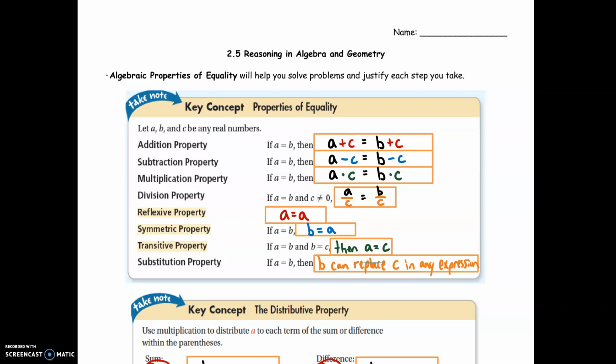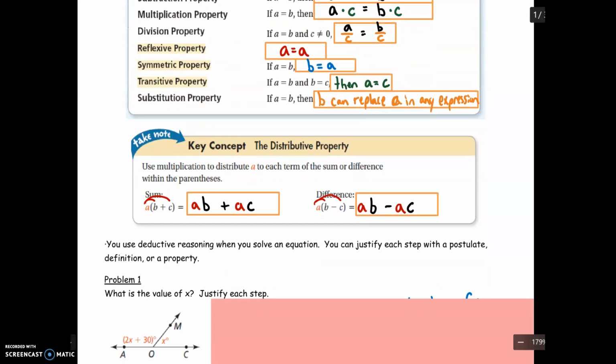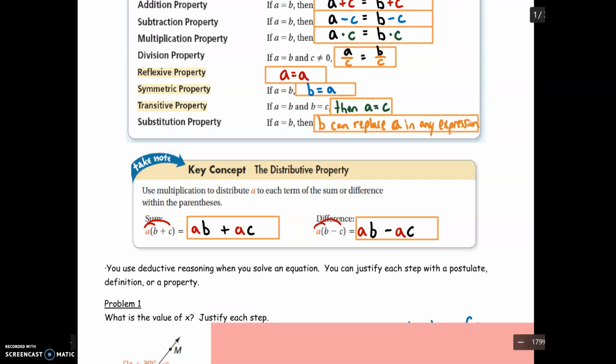So substitution property is also something we've been using in algebra before, just saying that if I know that a equals b, then b can replace a in any expression that I have if it was longer than just those two. We've also seen the next property as well. So distributive is something we've had experience with before.